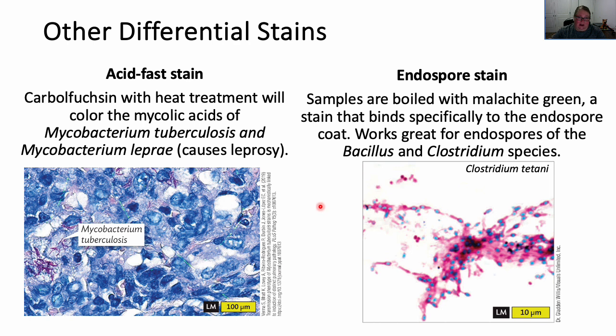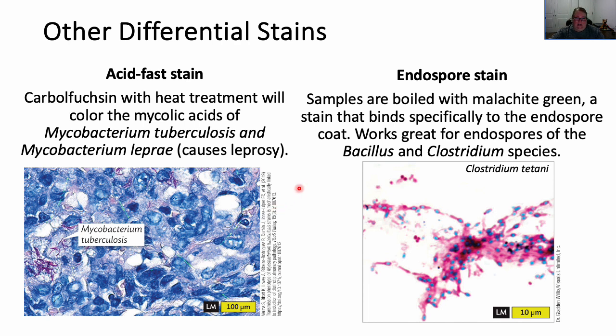Okay, another one is our endospore stain. We've seen this when we talked about the case study about the pathogen in the can with Julio and his sister. Okay, so endospore stains are used for bacteria that have endospores. So things like the Bacillus genus and the Clostridium species. Okay, so Clostridium botulinum shows up really well with the endospore stain.